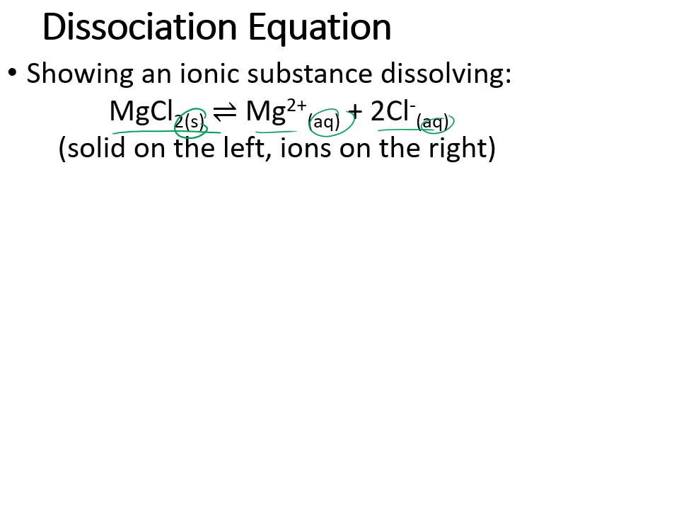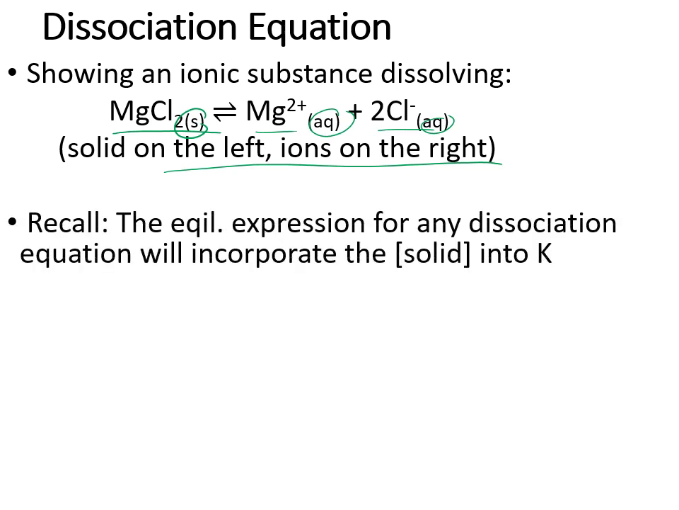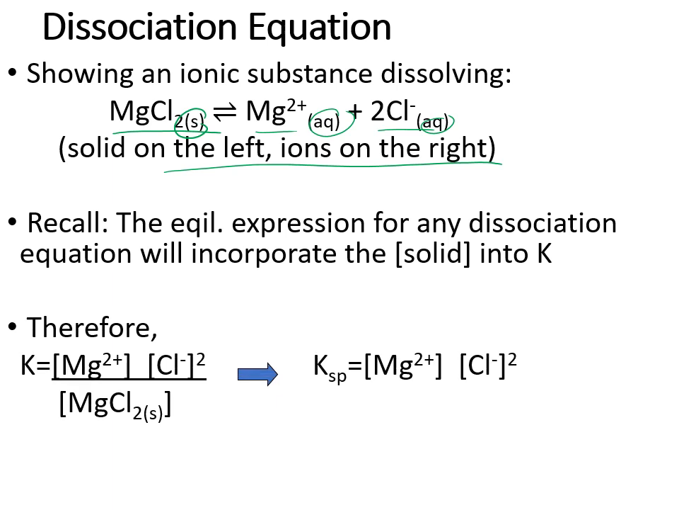And we're going to stick to writing the solid on the left, the ions on the right, because then when we write our equilibrium expression, we don't end up with a 1 over something. We can stick to not having fractions. So recall that equilibrium expression for any dissociation will incorporate the solid concentration, which does not change, into the already constant K value. And so we would not have the solid written on the denominator here as we wrote it on the left. It would end up on the denominator as a reactant.